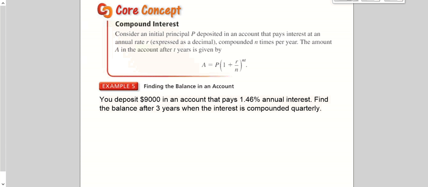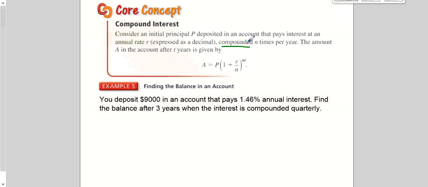Here's another good application of exponential functions: interest, money, compound interest. Consider an initial principal P deposited in an account that pays interest at an annual rate R, expressed as a decimal, compounded n times per year. The amount A in the account after T years is given by this formula.